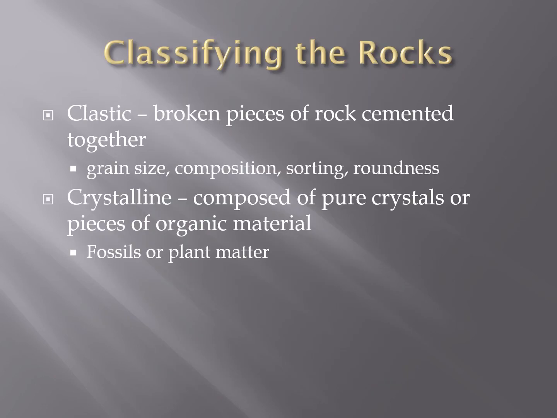So in classifying sedimentary rocks, we have clastic and crystalline. So clastic is where we have the broken pieces of rock that are cemented together, and this is categorized by a definite grain size, a definite composition of those individual grains, and also the matrix, a definite type of sorting and roundness of these individual grains, versus crystalline, which is composed of pure crystal growth or pieces of organic materials. An example would be fossils or plant matter.